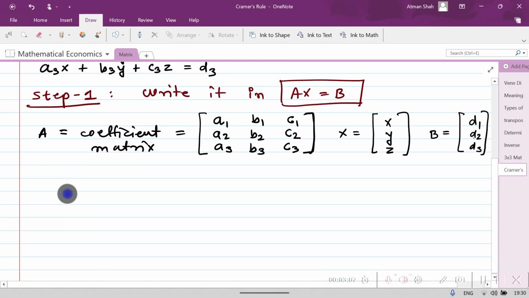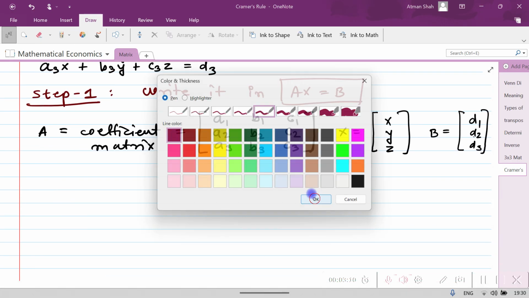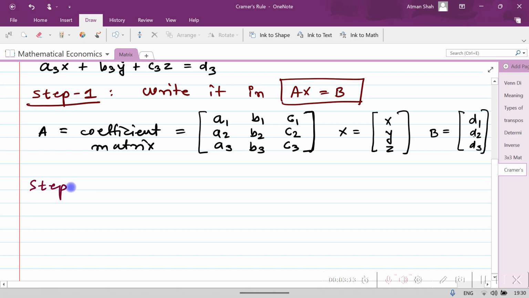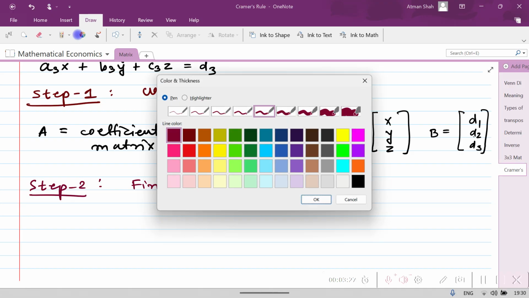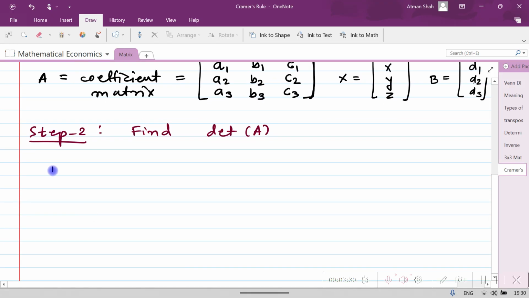Now let's understand step 2. Step 2 is to find the determinant of A. That is step number 2. So now we know that the determinant of A, that is dA, is equal to A1 A2 A3, B1 B2 B3, C1 C2 C3. This is step number 2.